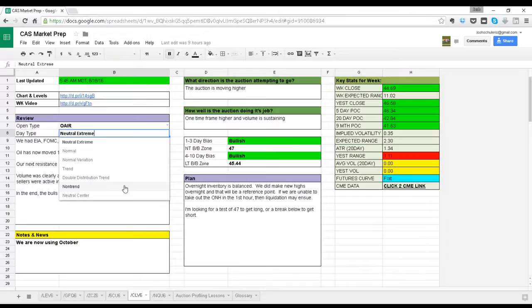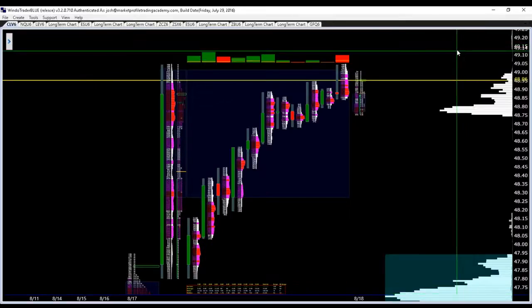The non-trend day is where you have a tight range, typically ahead of a binary event of some sort. So, in front of a petroleum report, jobs numbers, FOMC, you're inside of those expected ranges. It's pretty tight. You're not really going anywhere.